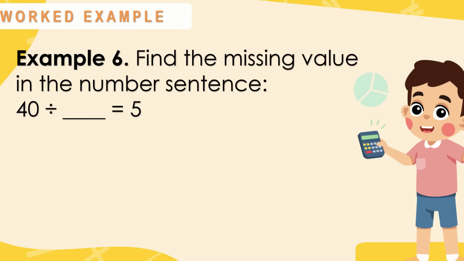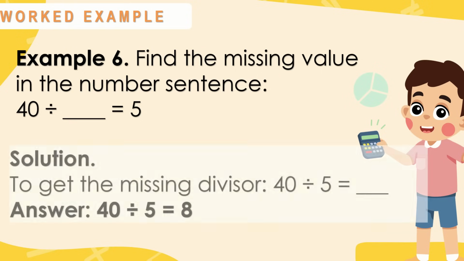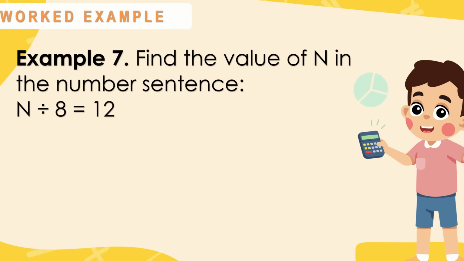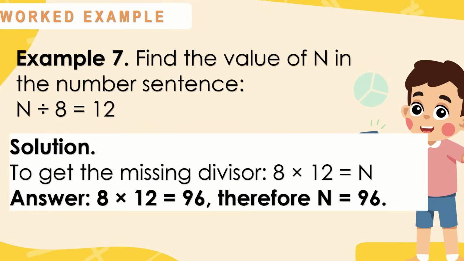Example 6. Find the missing value in the number sentence. 40 divided by blank equals 5. Solution. To get the missing divisor, 40 divided by 5 equals blank. Answer. 40 divided by 5 equals 8. Example 7. Find the value of n in the number sentence. n divided by 8 equals 12. Solution. To get the missing dividend, 8 times 12 equals n. Answer. 8 times 12 equals 96. Therefore, n equals 96.